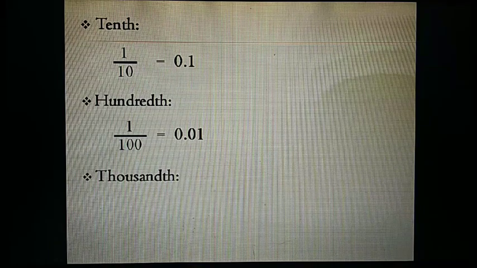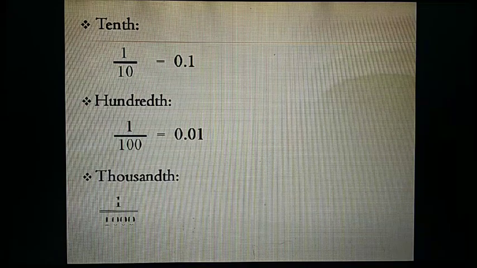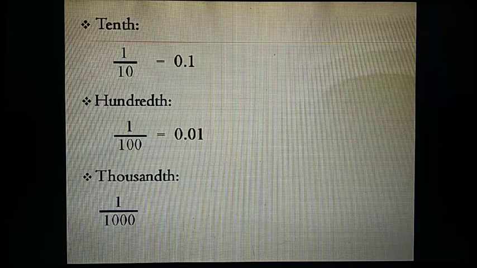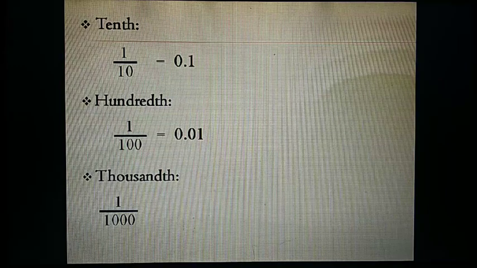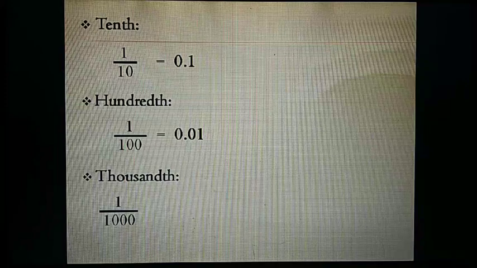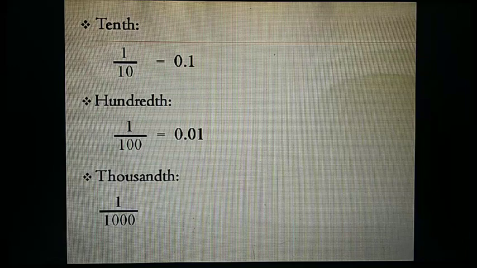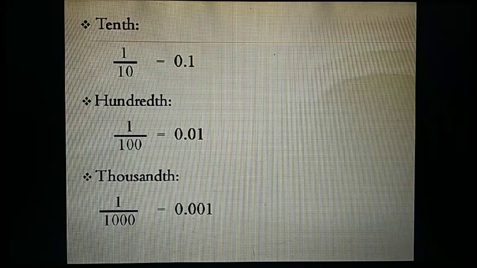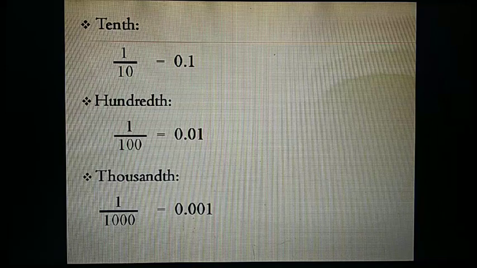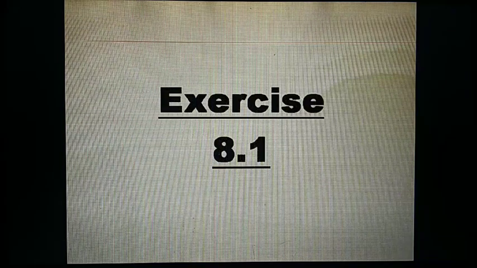Similarly, we will solve for thousandth. Thousandth means one part out of 1,000 equal parts. Now there are 3 zeros in the denominator. So, we will put a point after 3 digits from right. Yes. So the decimal number will be 0.001. Moving to exercise 8.1.